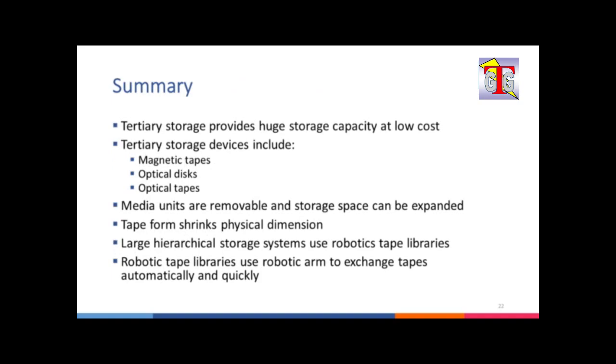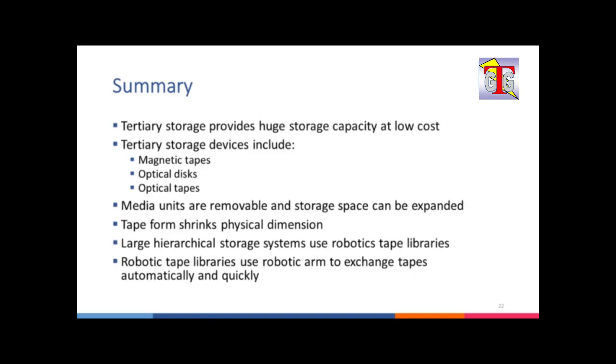Now, I will conclude the presentation by presenting the summary. The main objective of the tertiary storage level is to provide huge storage capacity at low cost. The tertiary storage devices in use include magnetic tapes, optical discs, and optical tapes. The media units are removable from the drive so that the storage capacity can be expanded by using more media units. The media units take the tape form so that the physical dimension of the media unit is small. Optical discs and tapes record data using laser beams to provide the highest recording density.